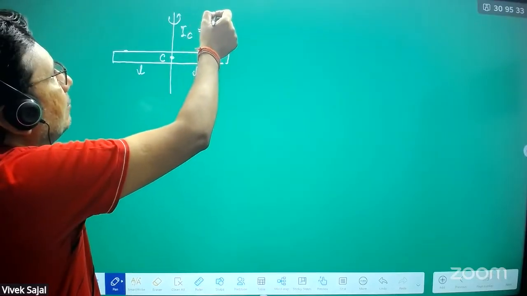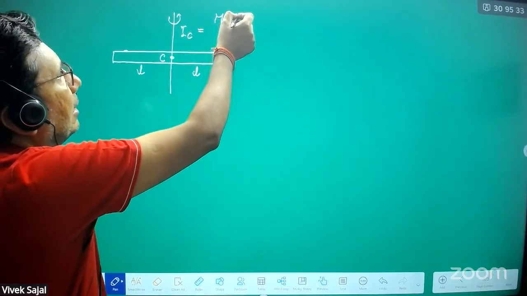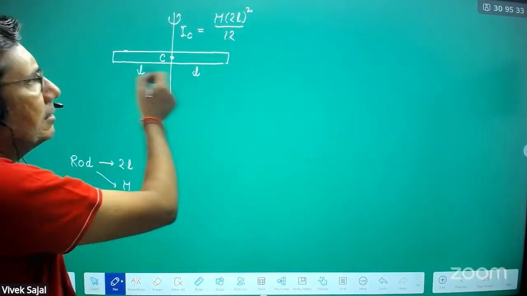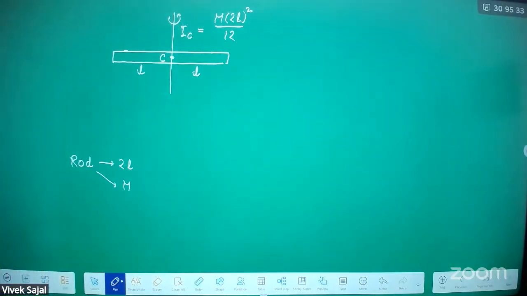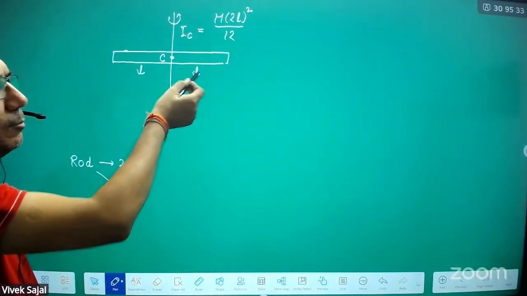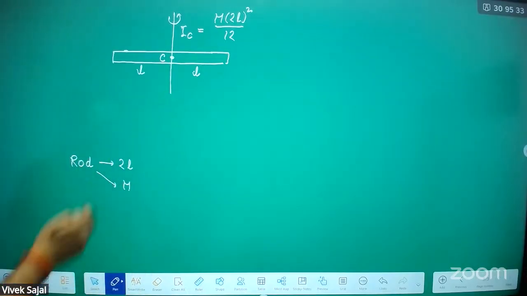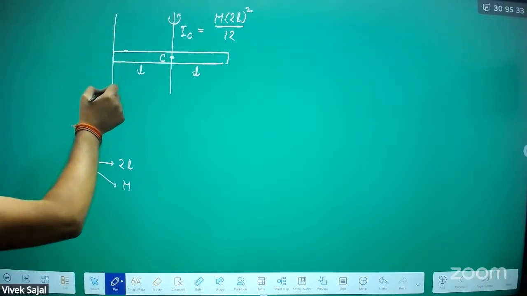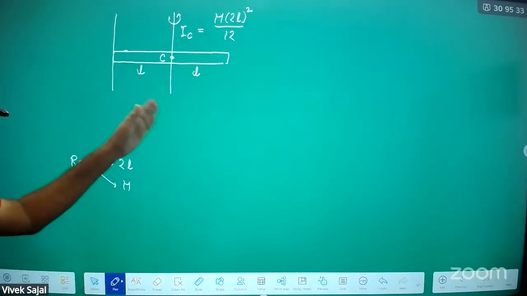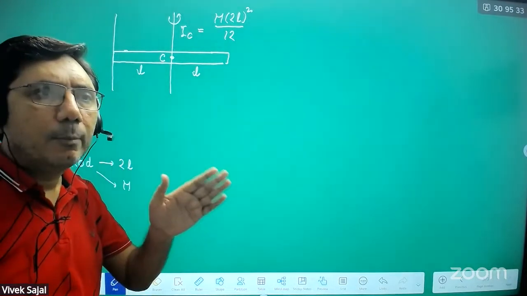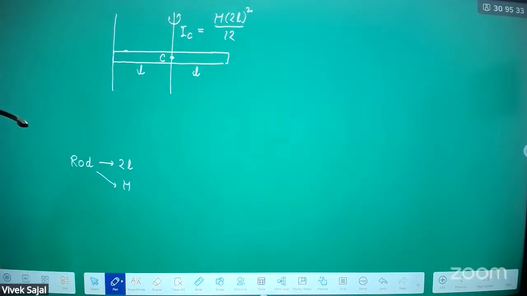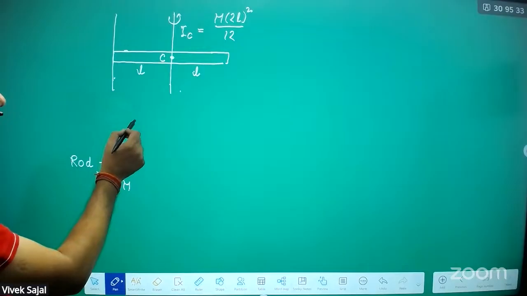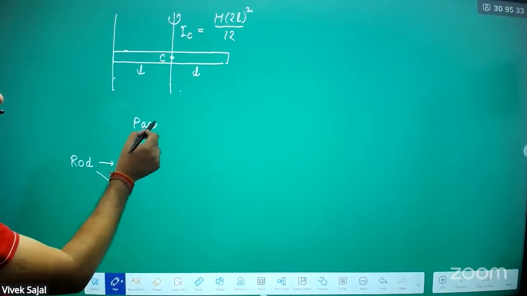I'm going to tell you what IC is. It will be M, length of the rod is 2L, so ML square upon 12. In the last class, I had taken the length of the rod as L. So that you can understand, this time I'm taking this example with 2L length. Now you want to find out its moment of inertia about this axis. So one thing is, if you want to apply the parallel axis theorem for moment of inertia, then these two axes should be parallel to each other. So the first condition is axes should be parallel.